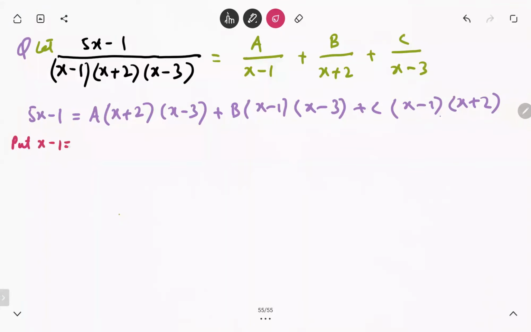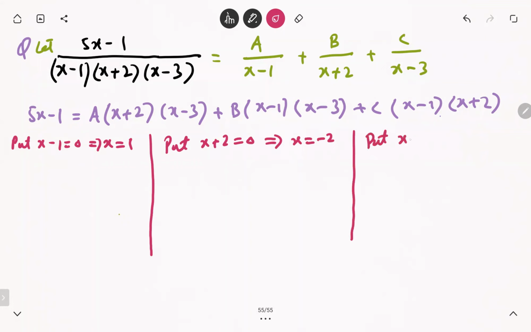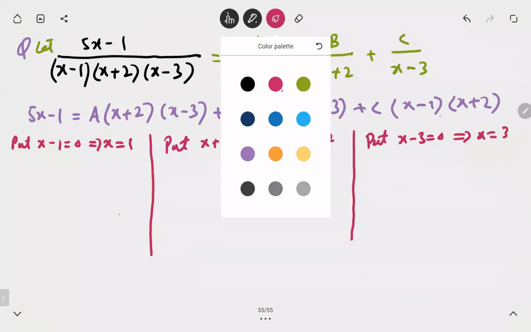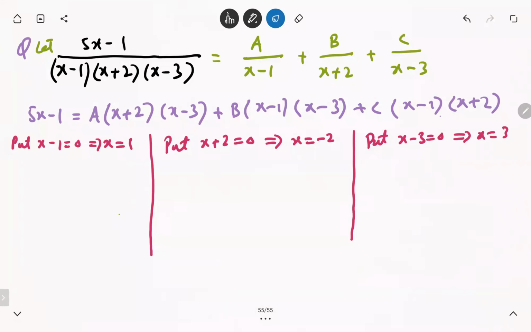So first use x minus 1 equal to 0, mean x is equal to 1. Then put x plus 2 is equal to 0, mean x is equal to minus 2. Then put x minus 3 is equal to 0, mean x is equal to 3. By putting x minus 1 is equal to 0, your terms of b and c are involving x minus 1. So b and c will be 0. The terms of b and c will become 0, not b and c itself.